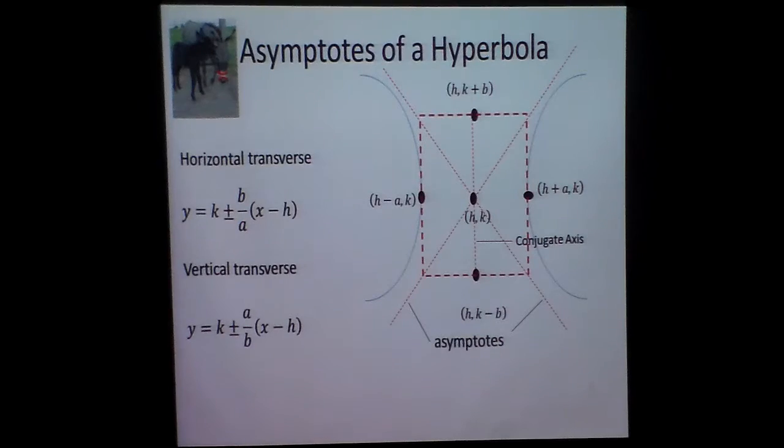So on the horizontal, b is on top. On the vertical transverse, the a is on top.